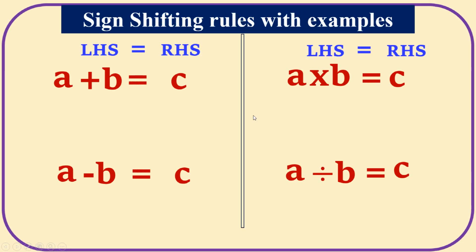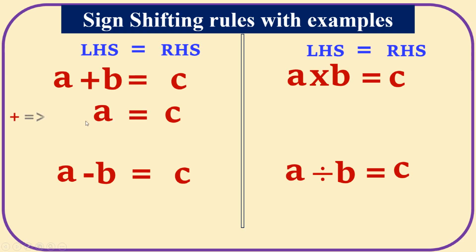Section 2. Step-by-step examples. Now let's see these rules in action with some algebraic examples so you can see exactly how it looks on paper. First up, let's look at addition. Suppose we have the equation a plus b equals c, and we want to isolate b. We need to move b to the right-hand side.